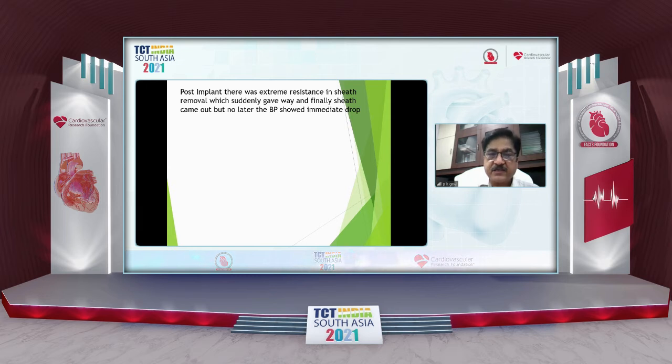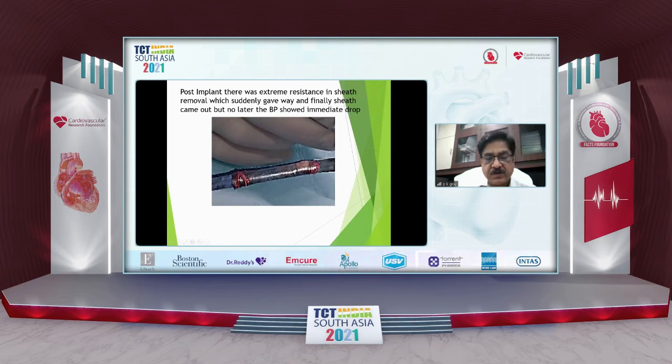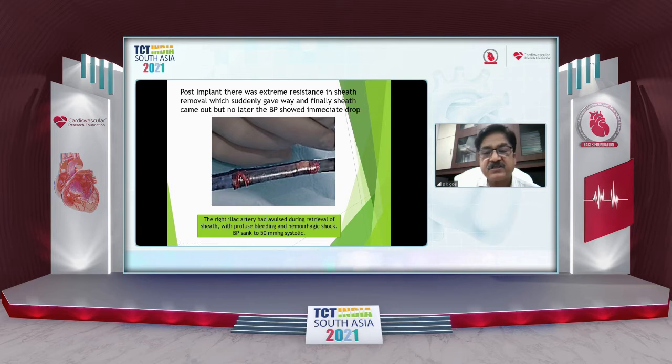But soon after, the BP showed an immediate drop. And when we saw what was in the hand, this is what was there in the hand. You see the sheath was covered with a part of the artery. The right iliac artery had actually avulsed during retrieval of the sheath with profuse bleeding and hemorrhagic shock, and the BP sank to 40-50 systolic.